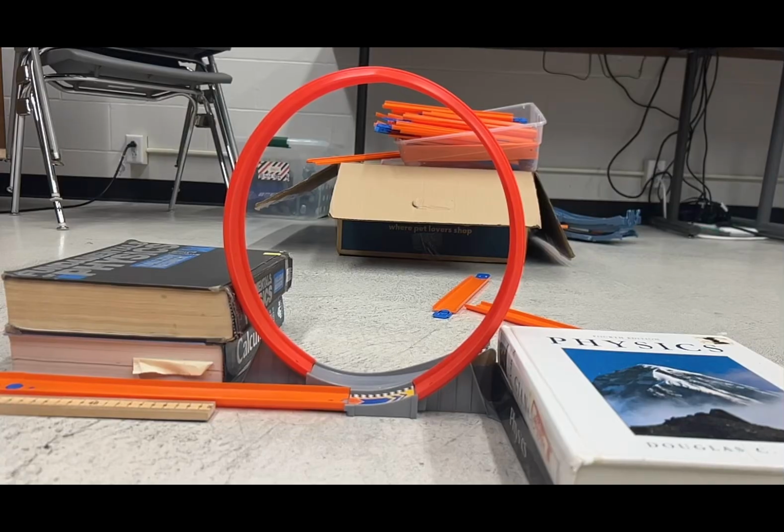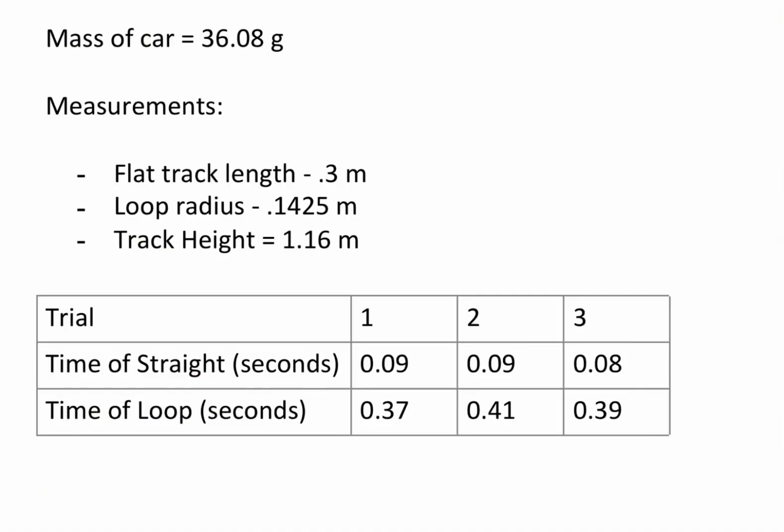Let's break down the math behind this motion. To calculate the centripetal force, we first needed to measure the car's mass, the radius of the loop, the length of the flat track, and the car's speed as it traveled around the loop and the track.